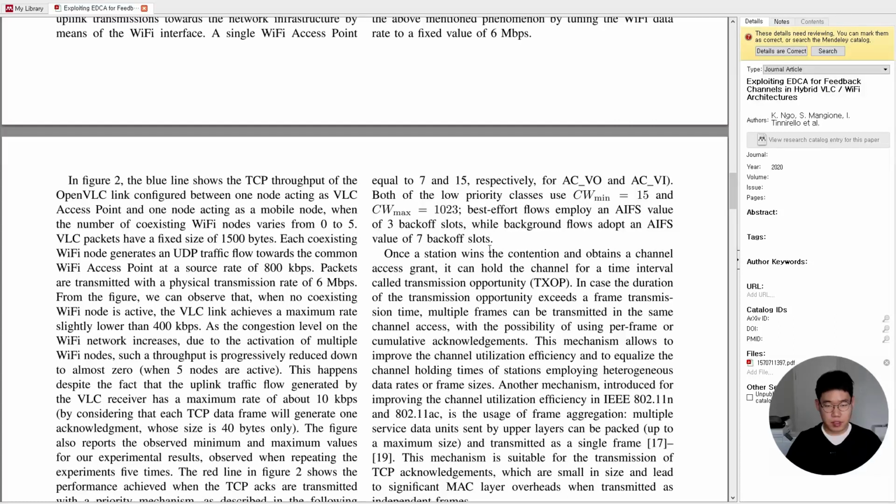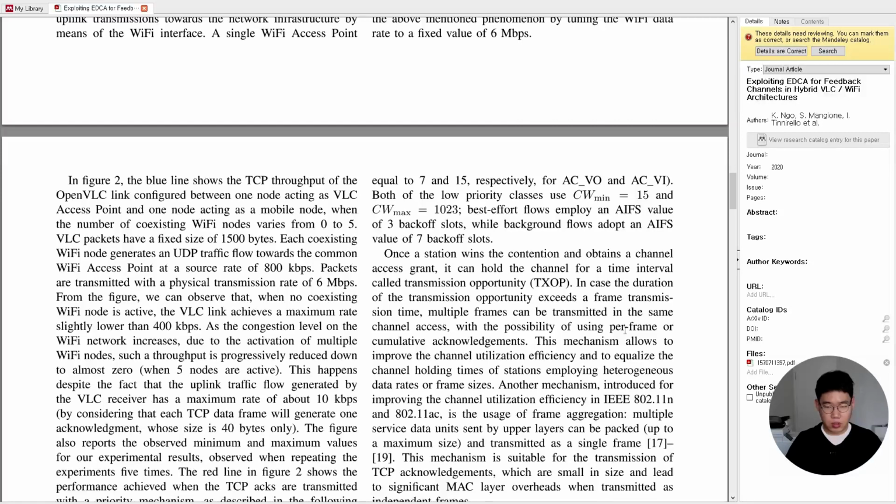Best effort flows employ an AIFS value of 3 backoff slots, while background flows adopt an AIFS value of 7 backoff slots. Once a station wins the contention and obtains a channel access grant, it can hold the channel for a time interval called transmission opportunity (TXOP). In case the duration of the transmission opportunity exceeds one frame transmission time, multiple frames can be transmitted in the same channel access, with the possibility of using per-frame or cumulative acknowledgement. This mechanism allows to improve the channel utilization efficiency and to equalize the channel holding times of stations employing heterogeneous data rates or frame sizes.